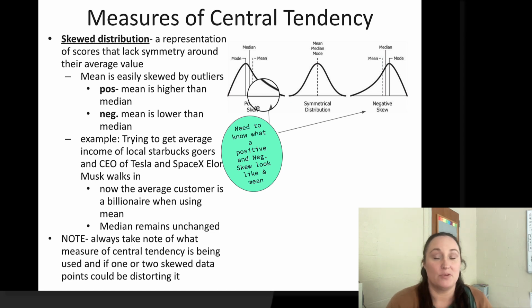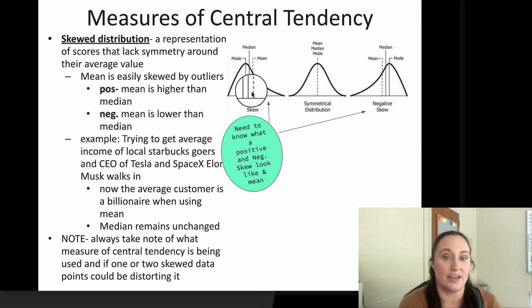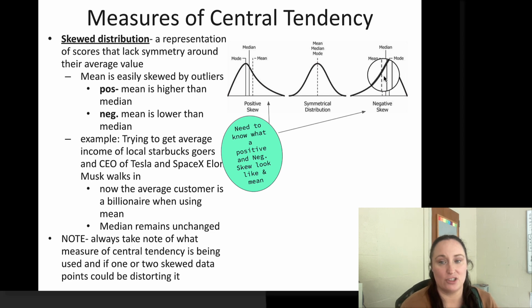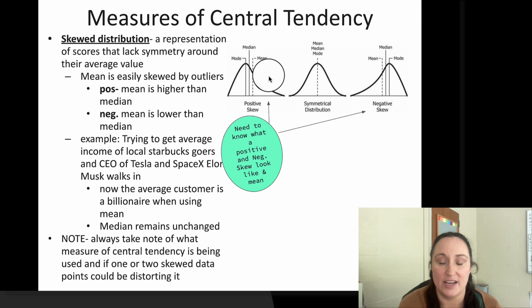What is most commonly skewed is the mean. There's positive skew and there's negative skew, and you need to know the difference and what they look like as well. In a positive skew, the mean is higher than the median. So the median's back here, and the mean is up here in a positive skew. In a negative skew, the mean is actually lower than the median. The mean is the one that gets skewed the quickest.